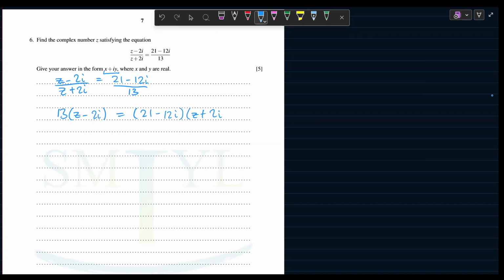Now we know that z should be in the form x plus iy, so we can say let z be x plus iy, and then we're going to substitute our z with x plus iy. So we've got 13 times x plus iy minus our 2i, and this is equal to 21 minus 12i times z, which is x plus iy plus our 2i.